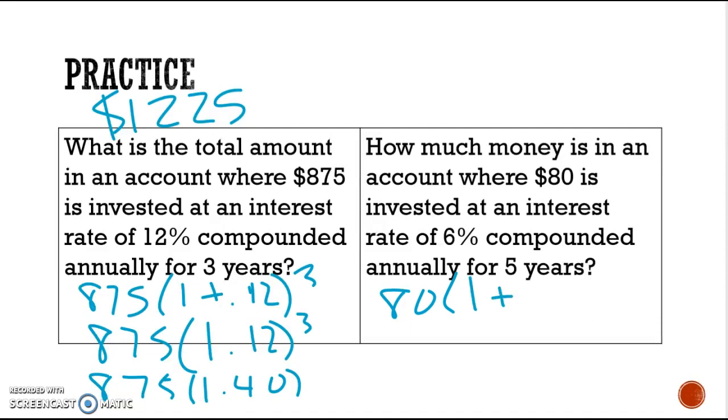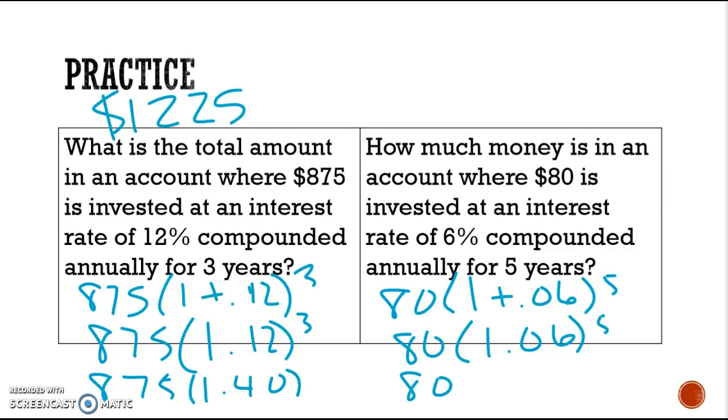Okay, and then the next one, it's $80 times 1 plus 0.06 to the fifth. So 80, and then in the parentheses would be 1.06 to the fifth. So you type in 1.06 times 1.06 5 times. So when you do that, it gives you an answer of 1.34. So when you multiply that by 80, our answer is $107.20.